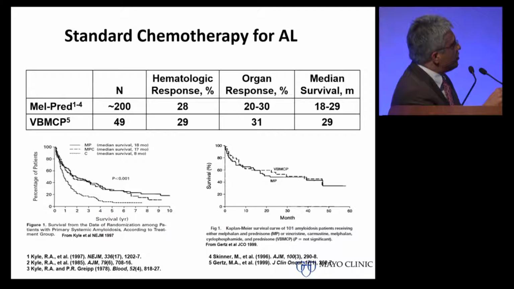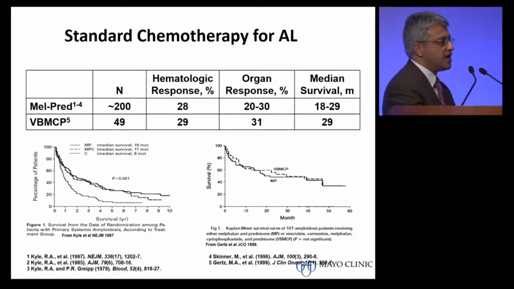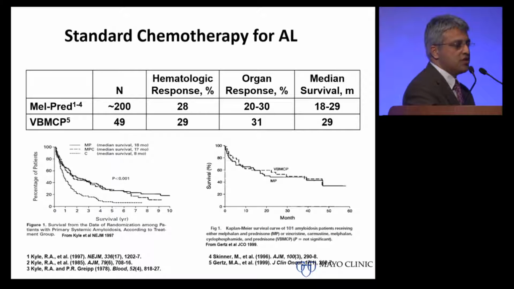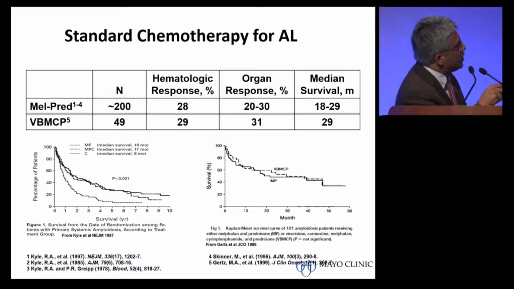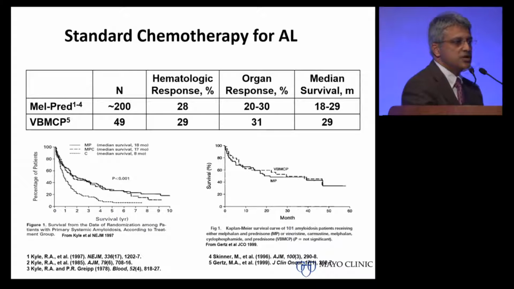For those patients, there have been a lot of different trials, starting even way back in 1997. This is a trial that Dr. Kyle did looking at colchicine in these patients, in comparison or in combination with Melphalan prednisone. What we know is that when we use Melphalan prednisone type regimens, your hematologic response rate is only about 30%, and your median survival is not more than a couple of years. So clearly not very good therapy for these patients.